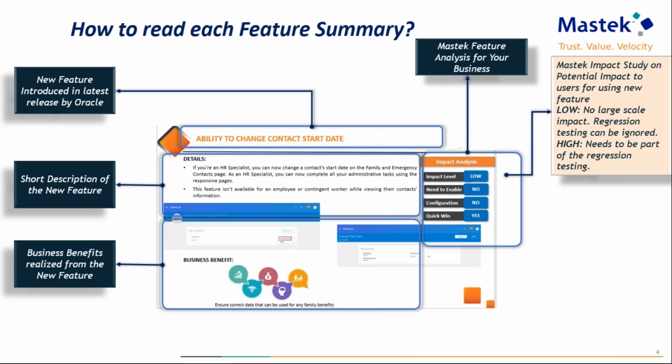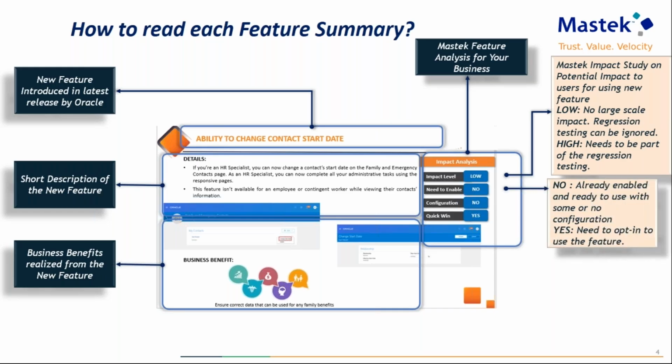In the impact level, we study the potential impact to users for using the new features. When the impact level is low, which means that there is no large scale impact, regression testing can be ignored, and if it's high, then it needs to be done. Then the next is need to enable or not. If it's a no, it's already enabled and it's an opt-in feature, it is ready to use with some or no configuration required. And if it's yes, then we need to opt in to use this new feature.